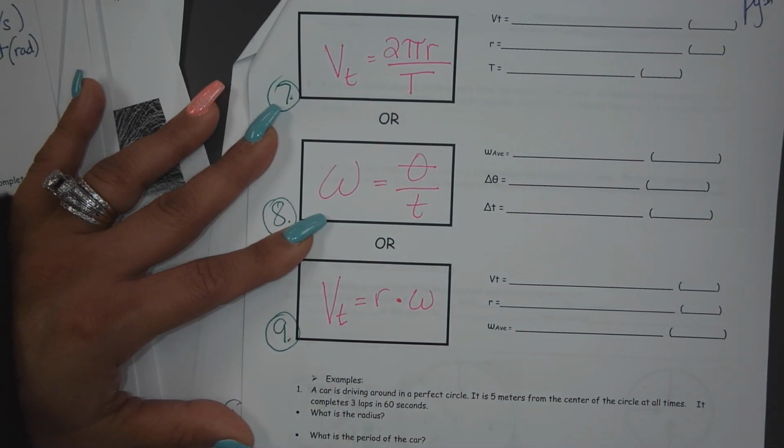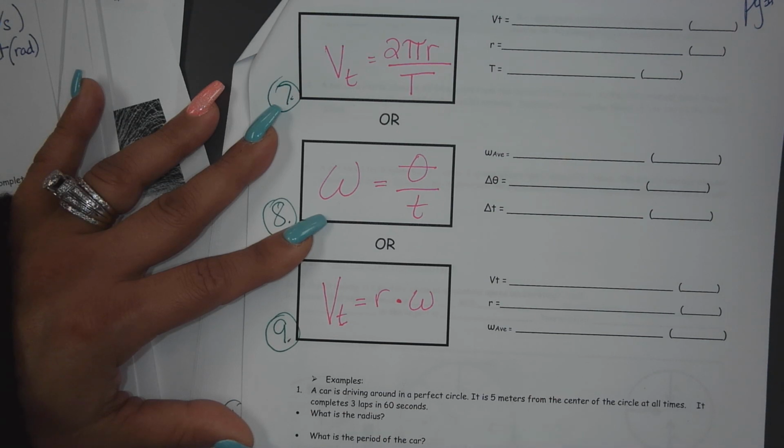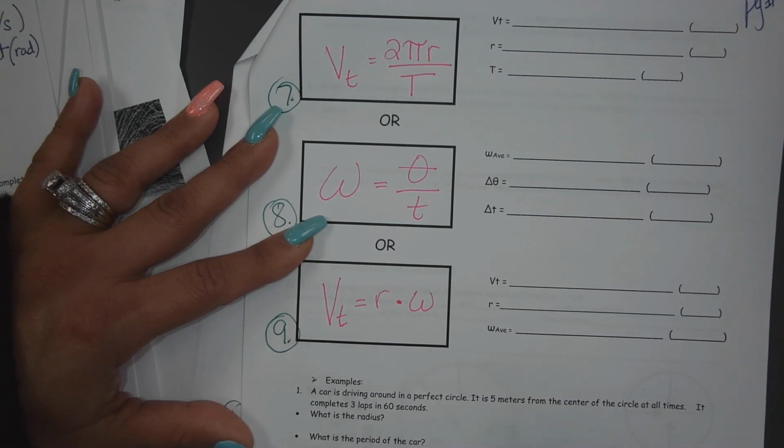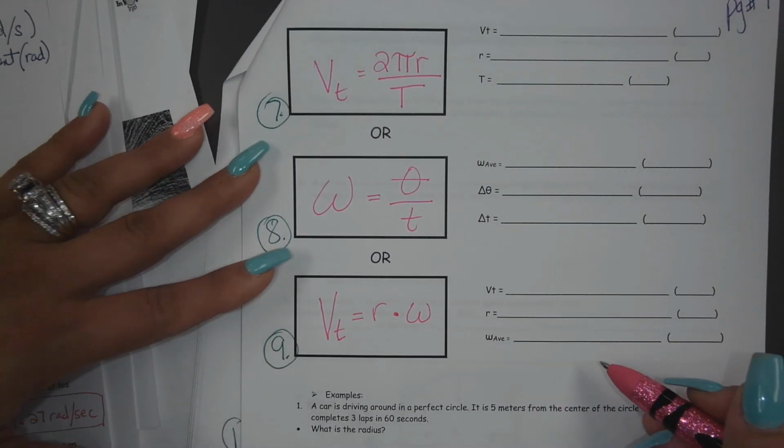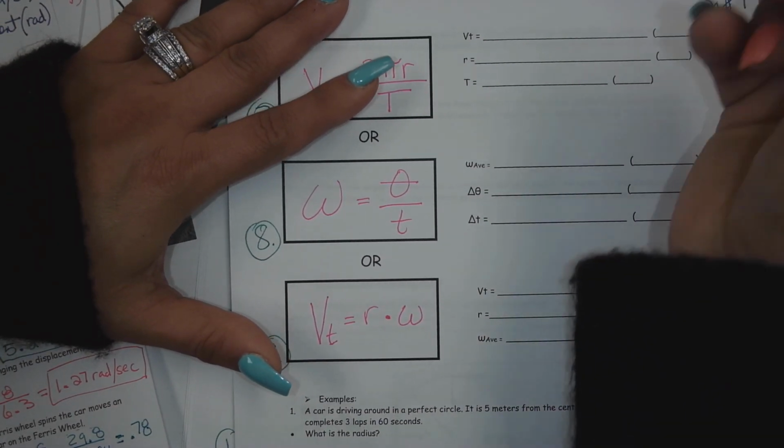Omega looks like a W. It's not. It's a Greek letter from the alphabet. Okay? Now let's go back and fill all this stuff in to make sure that we're all on the same page.